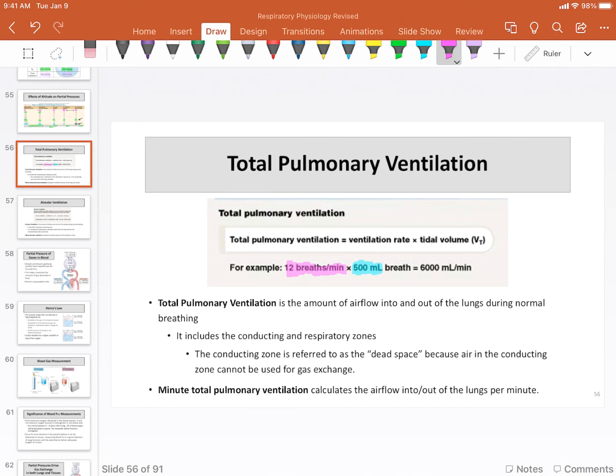is the total amount of air, the volume of air that is moved into and out of the lungs per minute. And again, this includes both the airways and the respiratory zone. We refer to that as our minute total pulmonary ventilation, so per minute, total pulmonary ventilation per minute.